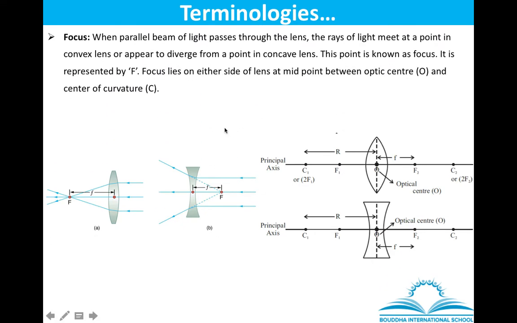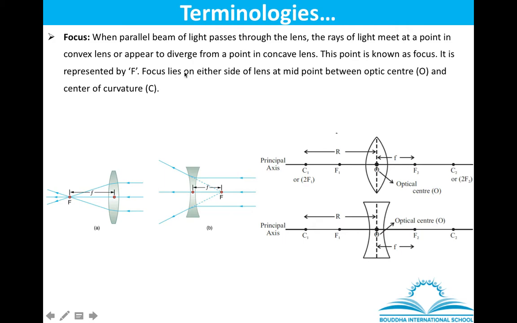Now focus, as we discussed before, when a parallel beam of light passes through a convex lens, they meet at a point, and when a parallel beam of light passes through a concave lens, they diverge from a point. So that very point from where the rays of light appear to diverge in a concave lens, or the point where the rays of light meet, that point is called focus.